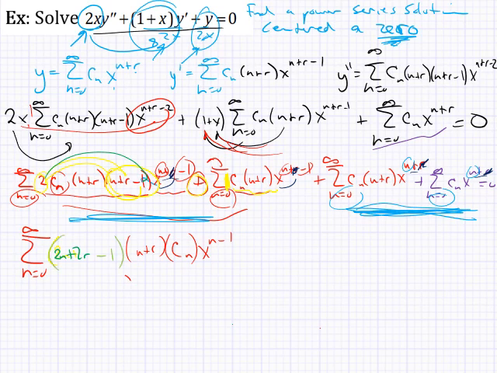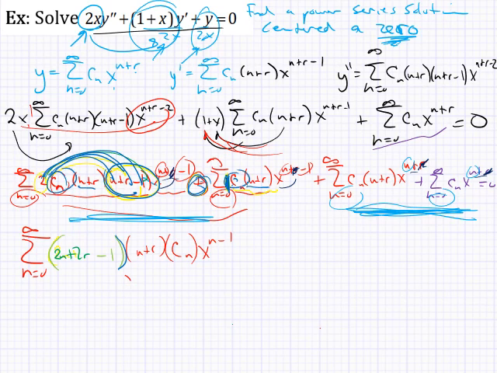And again, where did that come from? 2 times this is all that was left here, and there was a 1 in front of this one, so plus the 1. So 2n, 2r, minus 2, plus 1. That's all what's here. I pulled out the n plus r in both of them, pulled out the c sub n in both of them, and there you go.